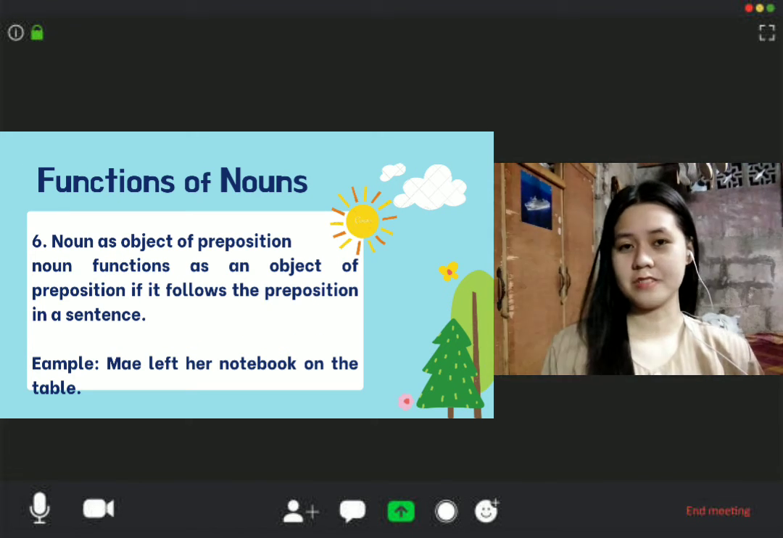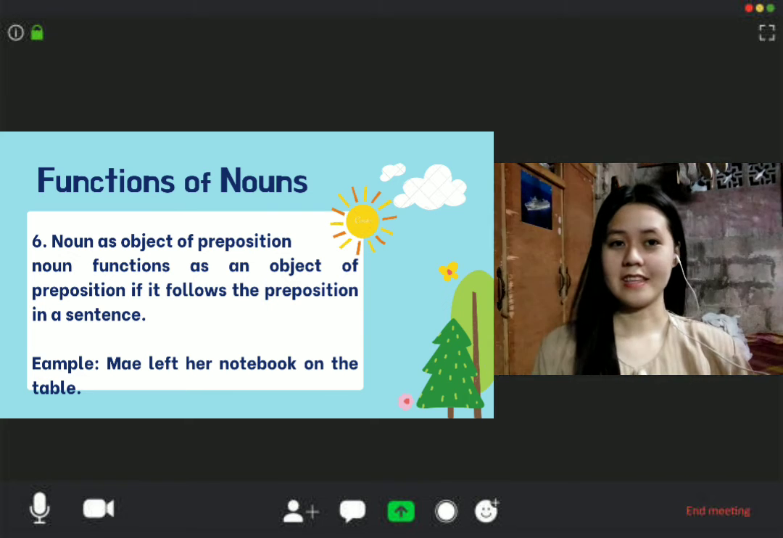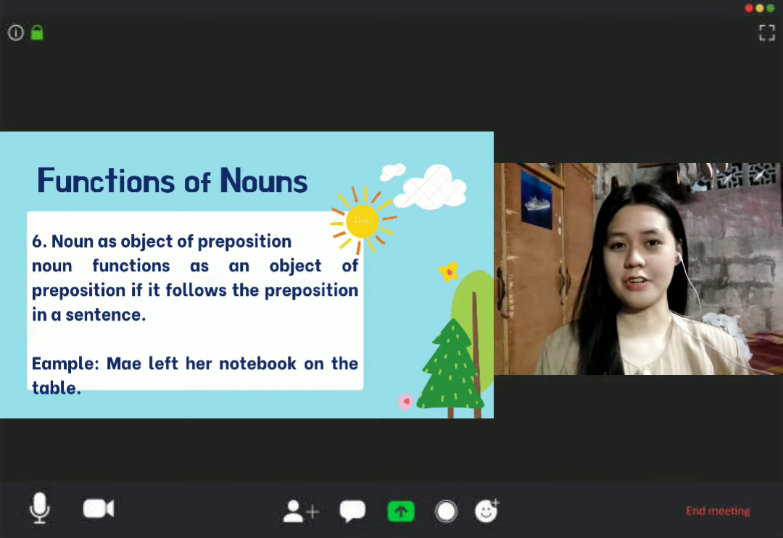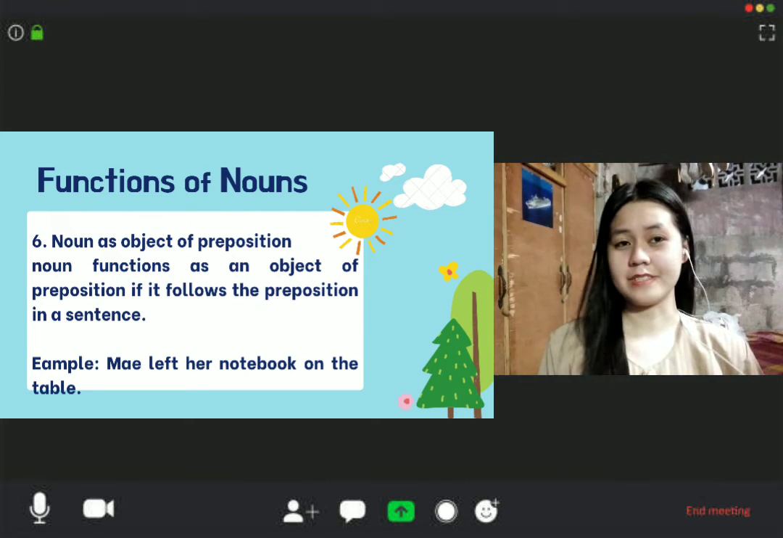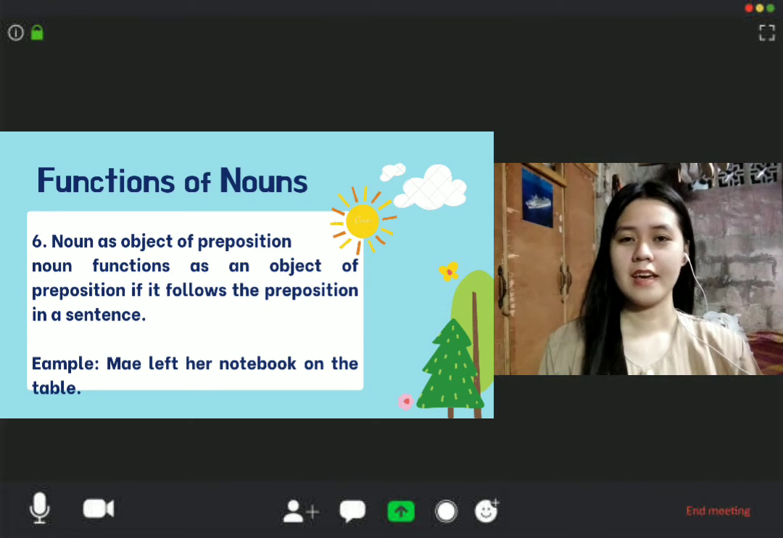Next, noun as object of preposition. Noun functions as an object of preposition if it follows the preposition in a sentence. For example, May left her notebook on the table. Table is a noun that comes after the preposition on, therefore it functions as an object of preposition.